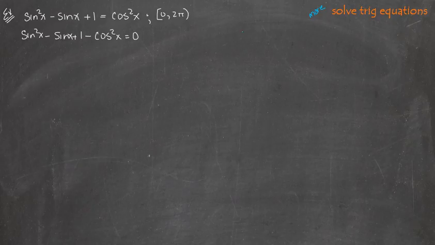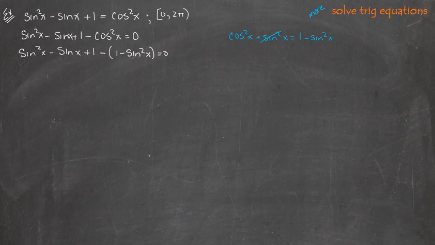So remember the Pythagorean identity, cos squared of x plus sine squared of x equals 1. So if I'm substituting in for cos squared, then I'm just going to subtract sine squared x from the other side. So let's do that. Sine squared x minus sine x plus 1 minus, in parentheses, 1 minus sine squared x equals 0.